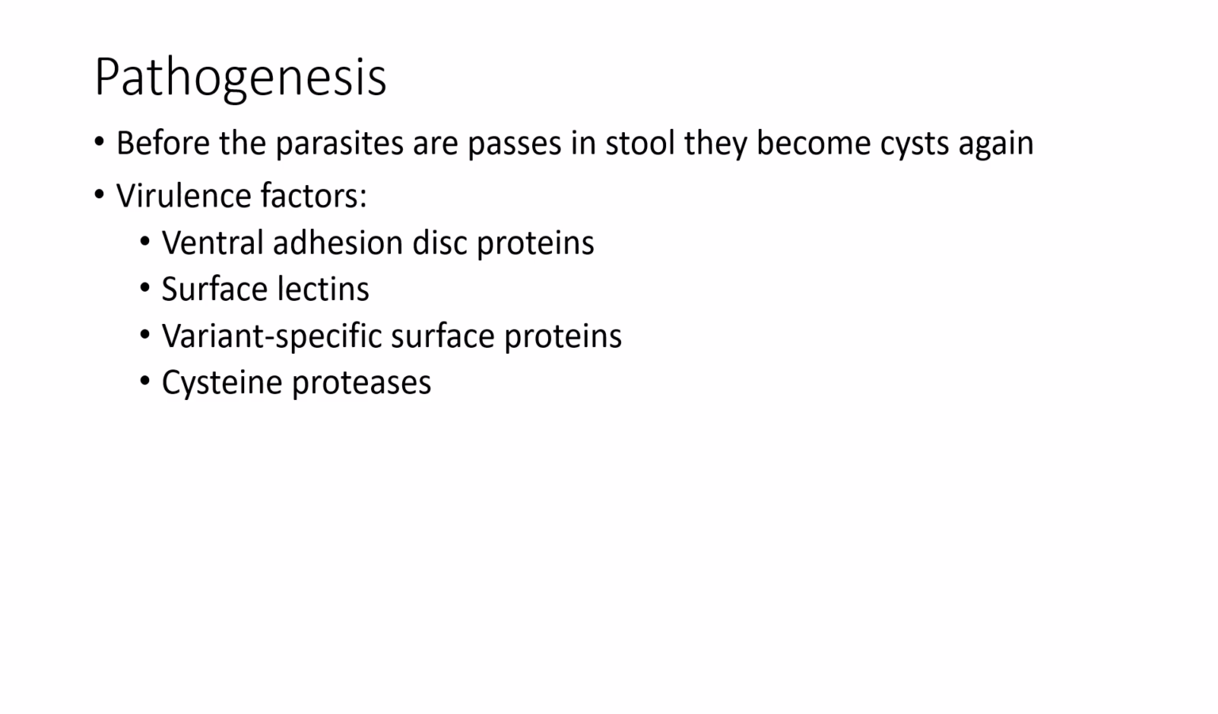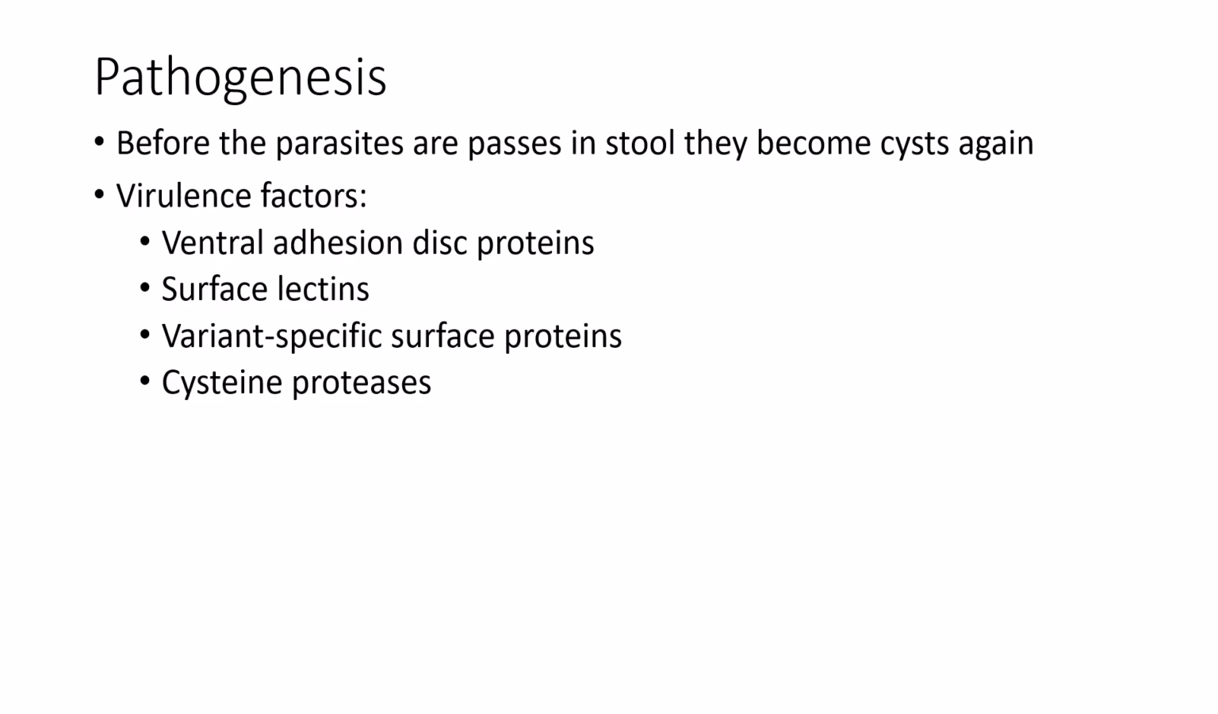And then before the parasite passes in the stool, once again it goes back into its cyst form. That way it is able to survive. But they can also pass trophozoites, but once they are passed, they no longer survive.